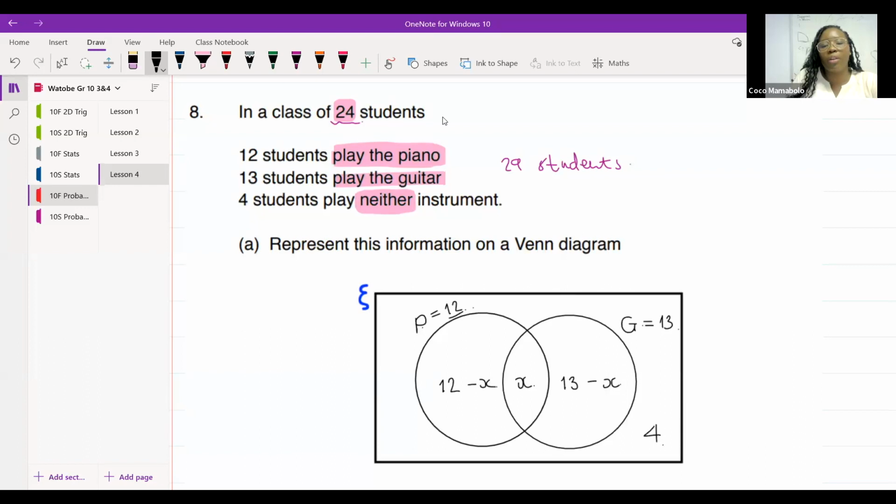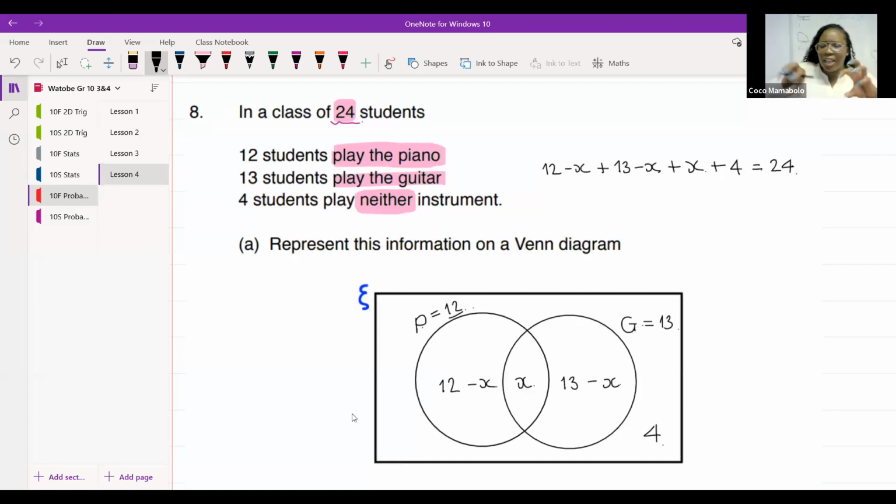So we know that all of these numbers together need to equal how much? 24. How many students do we have altogether? 24. Correct. So we can say all of this added together must give us 24. So I can go 12 minus x plus 13 minus x plus x. Don't forget the x in the middle. Plus 4. All of this must equal 24. And then can we solve for x? Yes, of course we can. We can always solve for x.